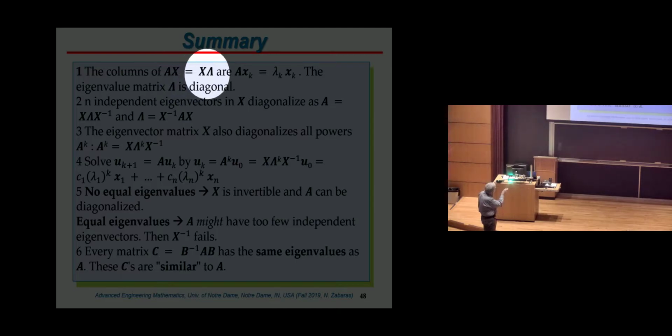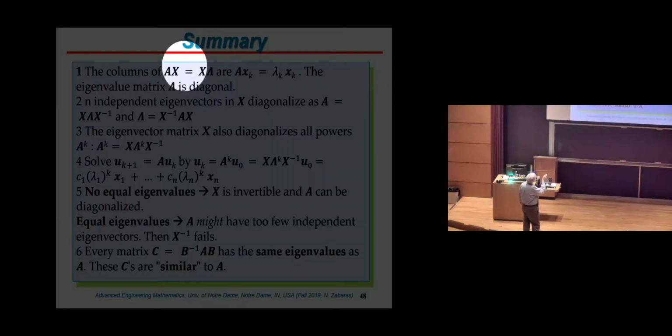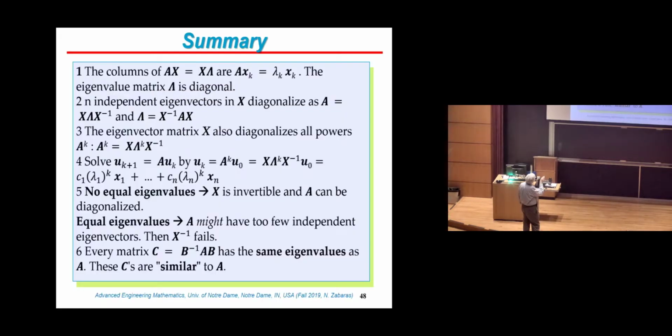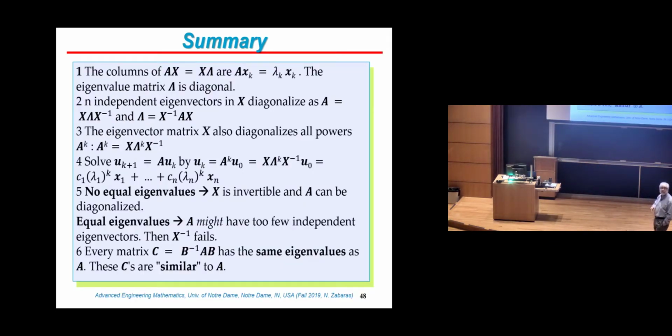AX equals X lambda. So if you have independent eigenvectors, you can invert X, and you can show that lambda is X minus 1 A X. So effectively, by operating with X minus 1 on the left and X on the right, you can do what to the matrix A? You can diagonalize it.